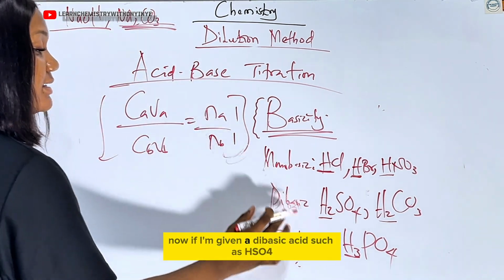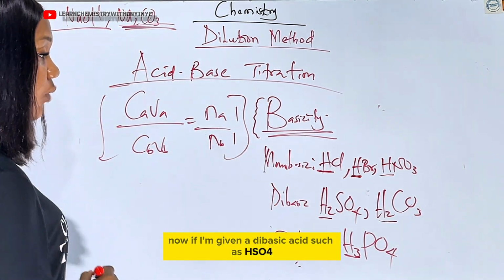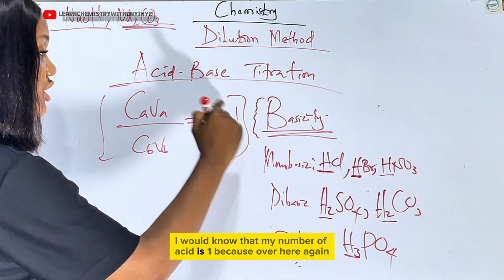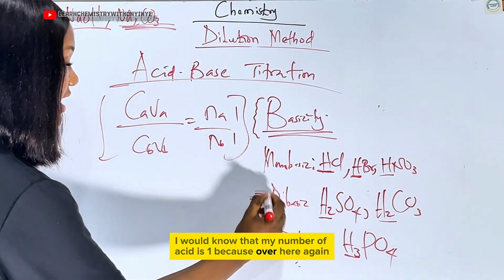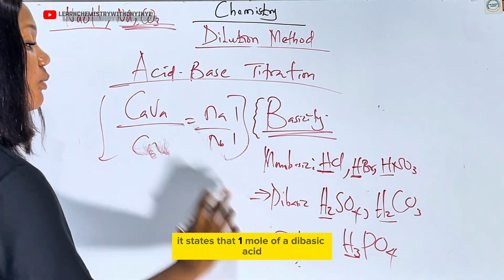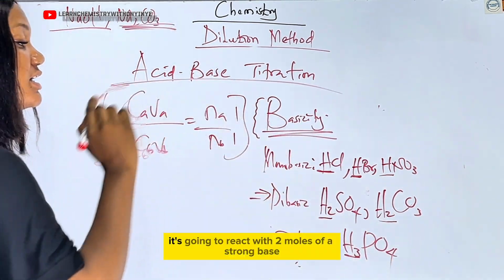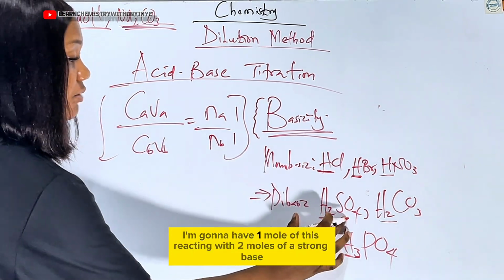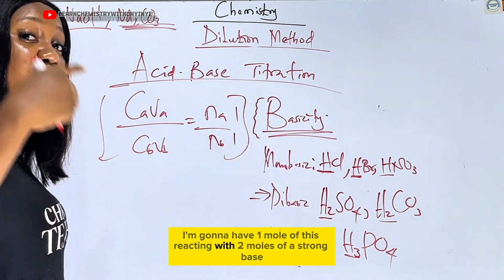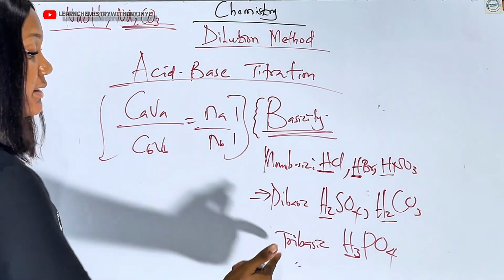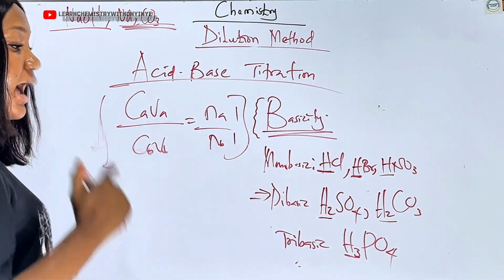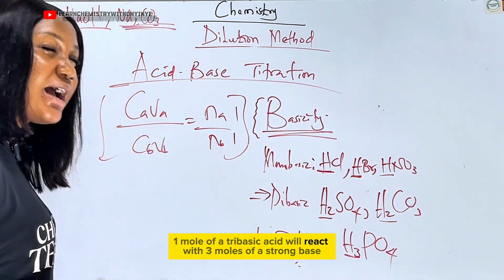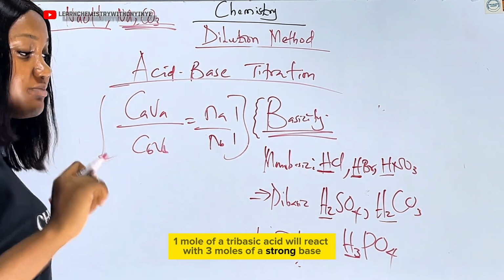Now, if I'm given a dibasic acid such as H2SO4, I will know that my number of moles of acid is 1, because over here again, it states that 1 mole of a dibasic acid is going to react with 2 moles of a strong base. So I'm going to have 1 mole of this reacting with 2 moles of a strong base. Then for my tribasic acid, 1 mole of a tribasic acid will react with 3 moles of a strong base.